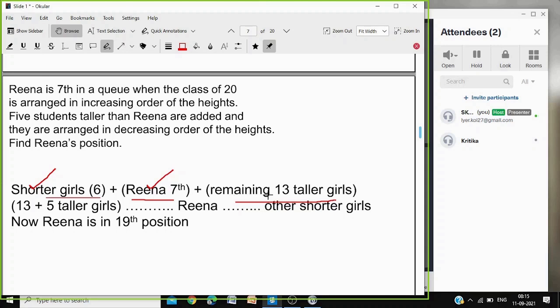Now you are reversing the order. Now you are having 5 more girls. That means 13 plus 5 taller girls, 18 girls you are having, and then Reena is coming, and then the other girls are coming. So Reena's position will be 19. When these 13 girls and 5 more girls are added, there would be 18 taller girls. Now you are arranging in decreasing order. So 18 taller girls, then Reena, that means the position is 19.